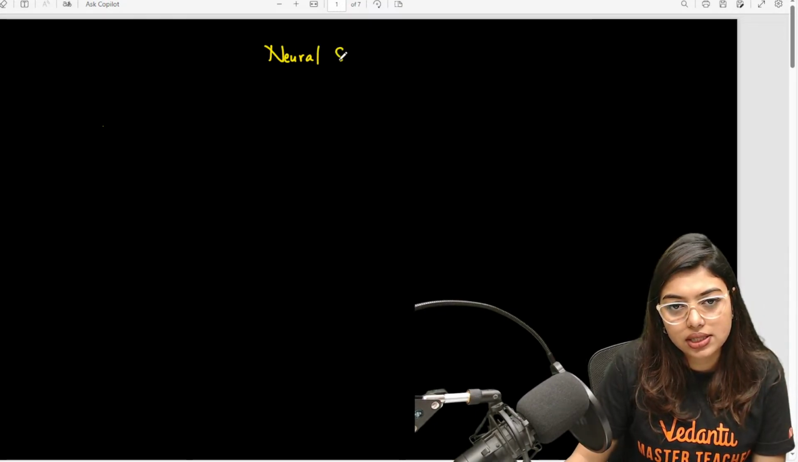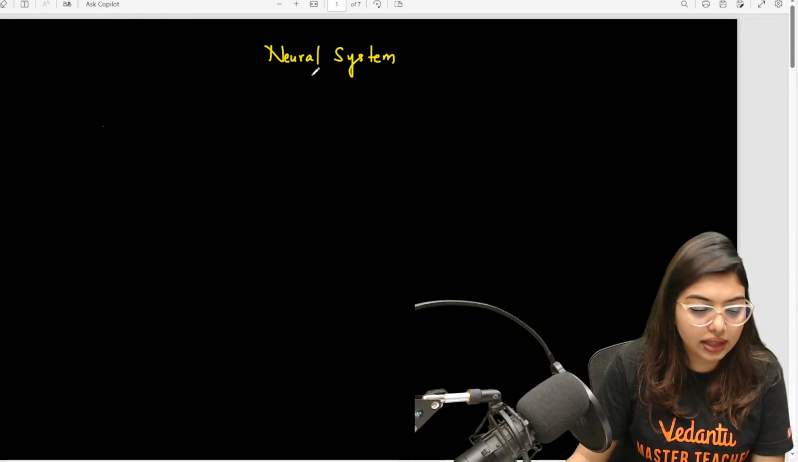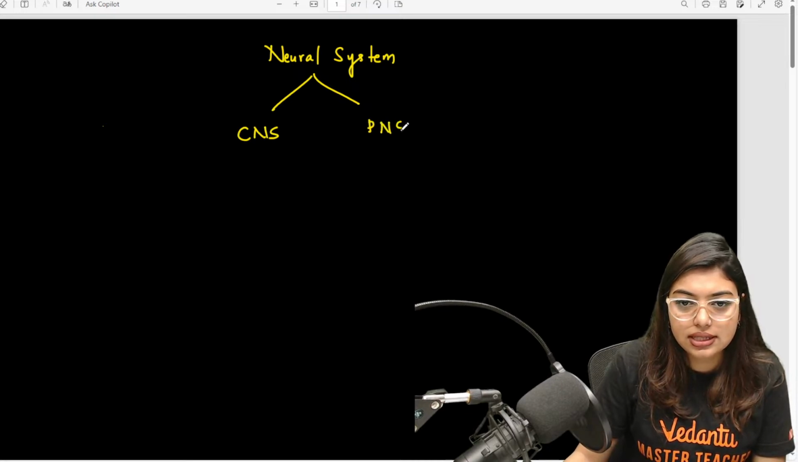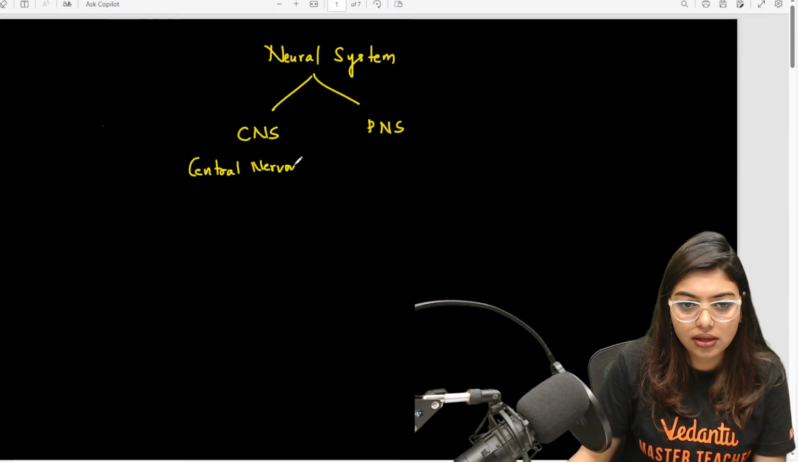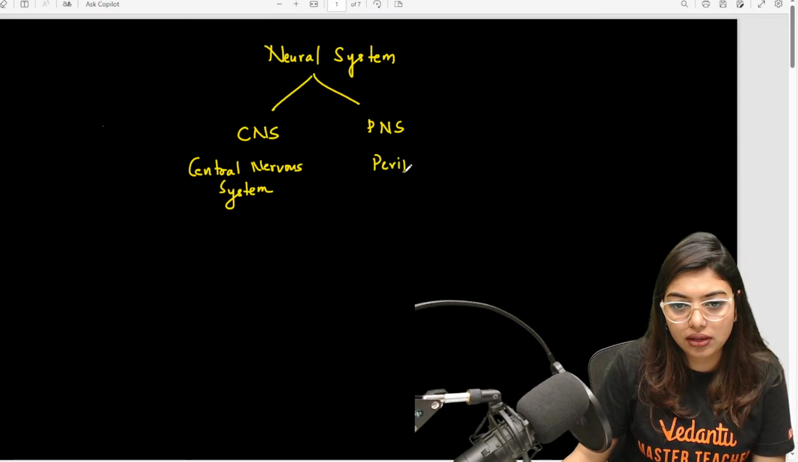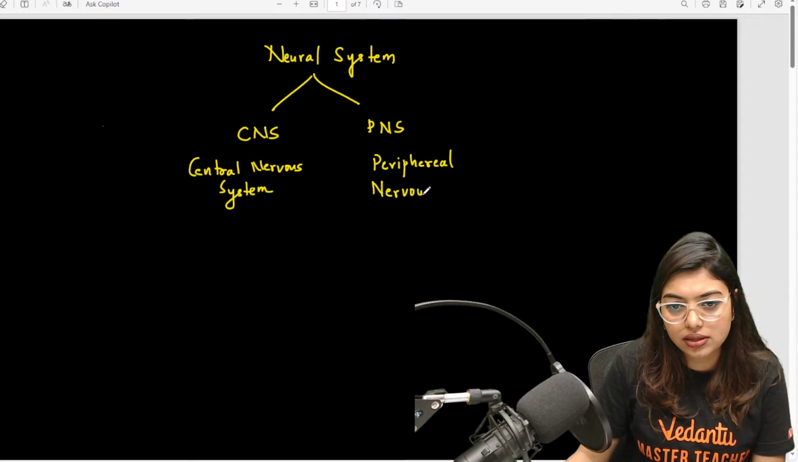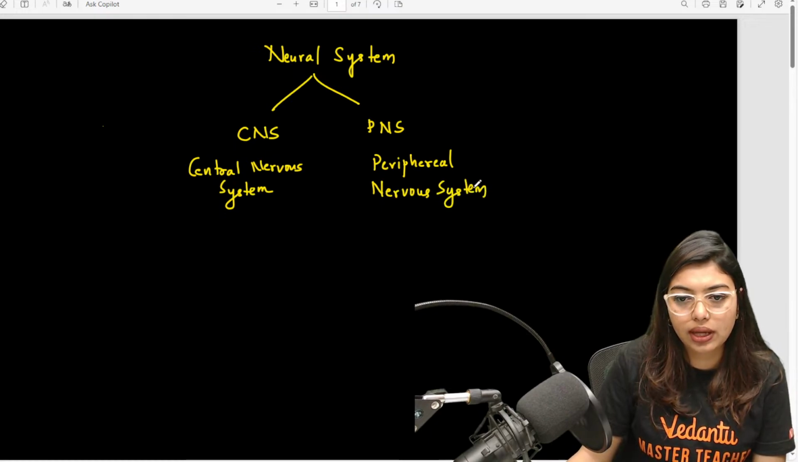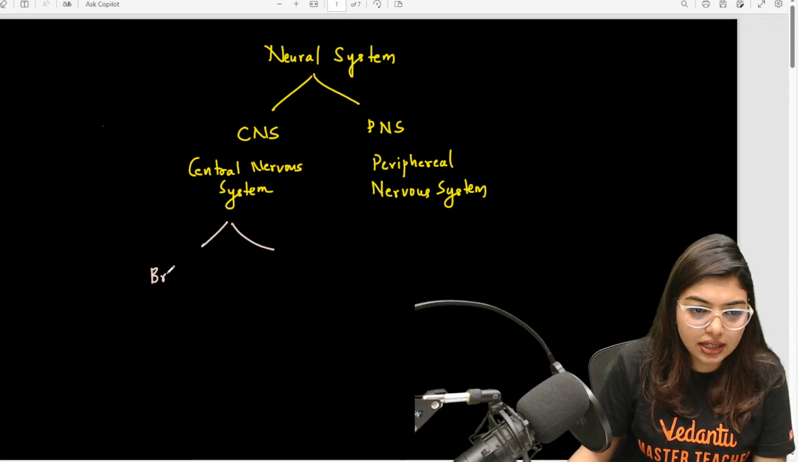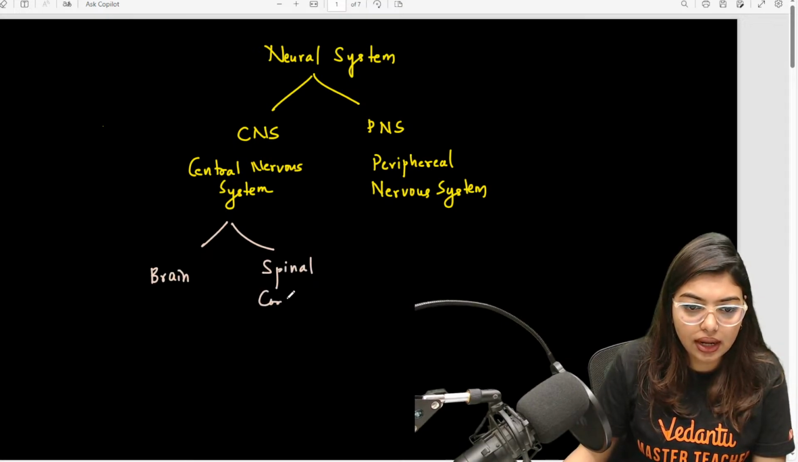Neural system or nervous system, anything you can write. Two categories, divided into CNS and PNS. That is central nervous system and peripheral nervous system. Done. Now central nervous system is further divided into two. What is it? Brain and spinal cord.